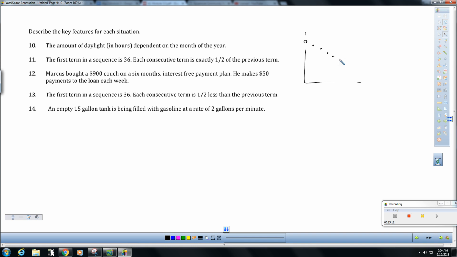I feel really good about 13 because we just did it in number 11. Right? Is there any difference? We lost the word exactly. Okay, forget it. 14, an empty 15-gallon tank is being filled with gasoline at a rate of 2 gallons per minute. Now, 14 would be a continuous linear function. Its y-intercept would be 0, so it starts at 0. And its max would be something, comma, 15, probably 7.5, comma, 15.